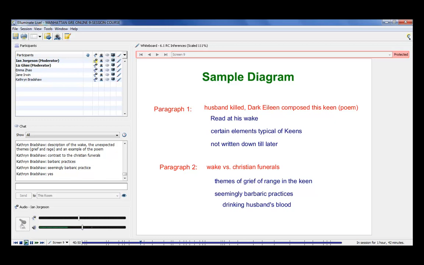So if it's the wake versus the Christian funerals, and the wake was all about grief or, wow, I cannot spell, not grief of range, grief or rage in the keen, what did we find out about Christian funerals? Anything? Maybe not. Maybe they're just contrasting it with the Christian funerals. Yeah, maybe forgiveness is there.